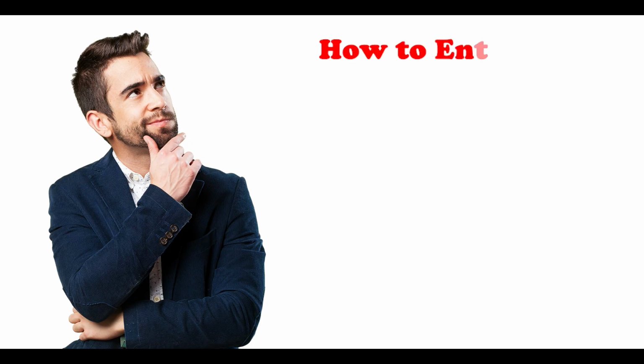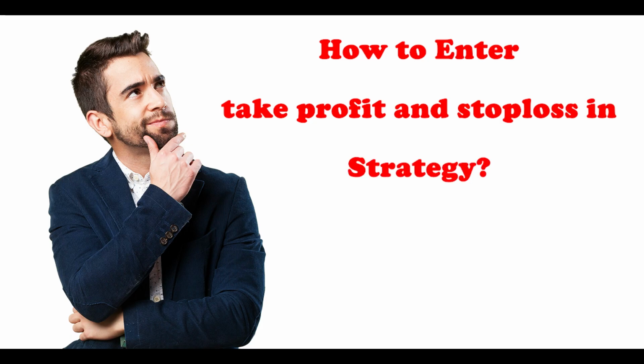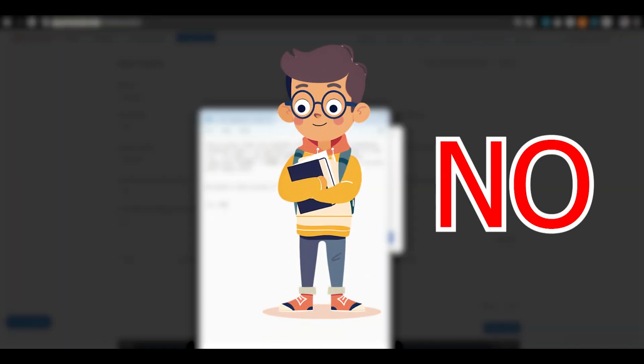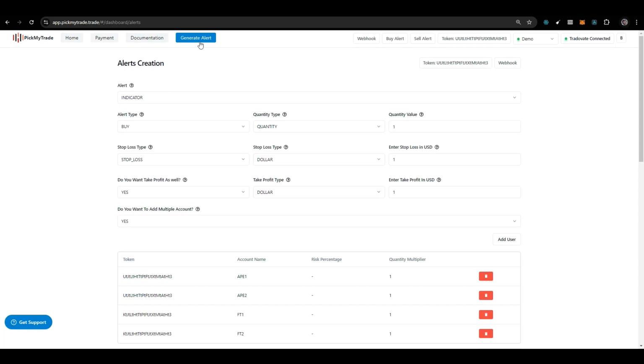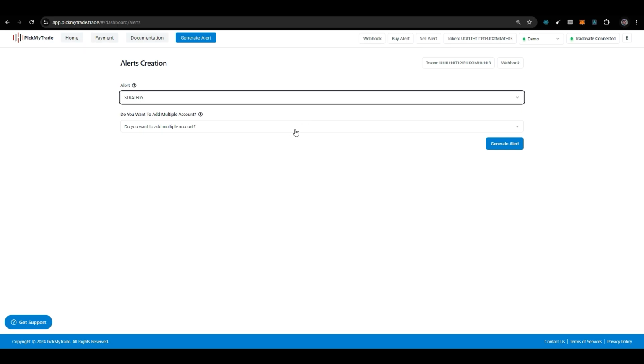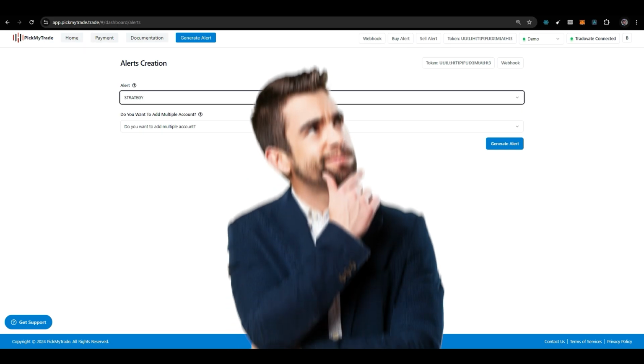So another question that users generally ask is, how to enter take profit and stop loss in strategy? So firstly, the answer is no, we cannot enter stop loss or take profit in strategy in PickMyTrade. When you click on generate an alert and select indicator, you can select take profit and stop loss from here. But when it comes to strategy, here it does not allow us to select take profit and stop loss. So how can we do that?